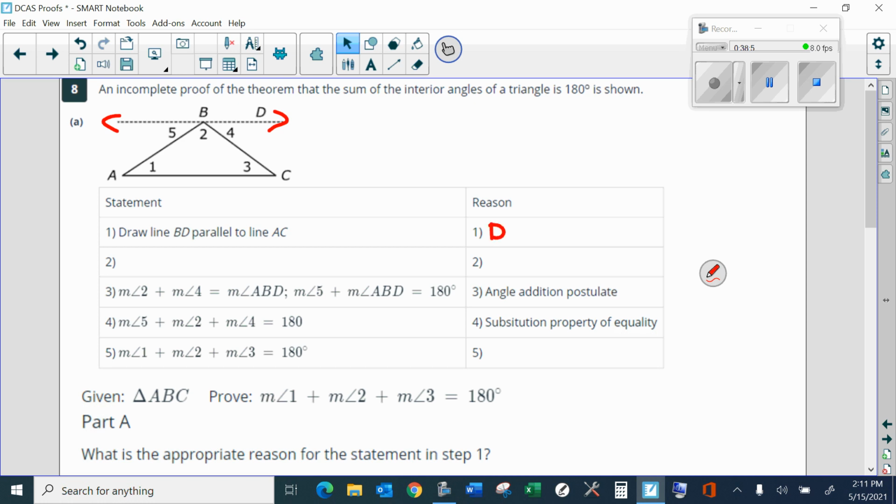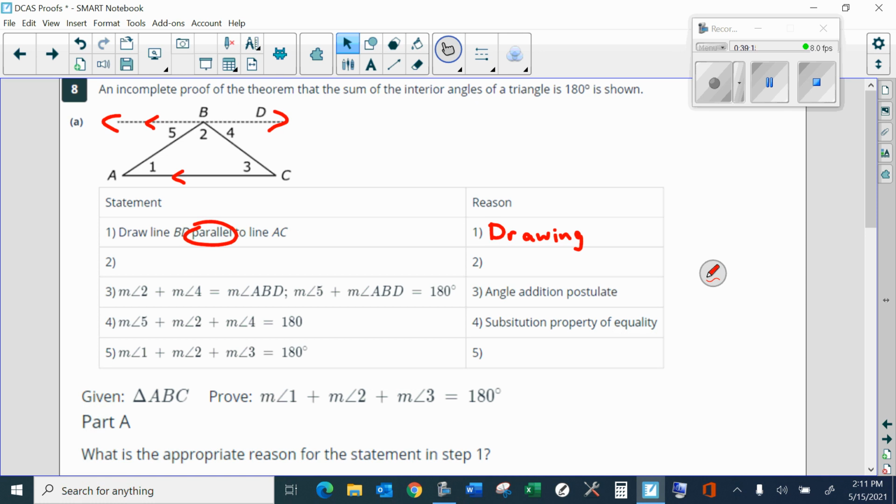Just say drawing. Okay. Now, remember this is parallel. We drew it parallel. So now I can put these parallels on here.